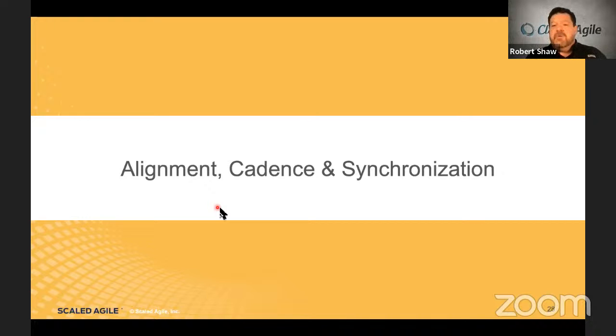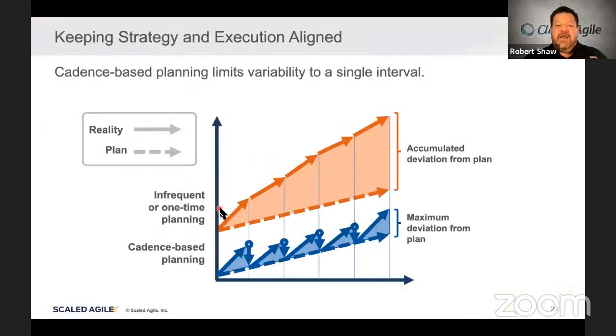SAFe is an empirical system. It does have inspect and adapt. It does have learning baked into it. And with most empirical systems, we see a need to start talking about alignment, cadence, and synchronization. Those are the things that help base when and how we adapt, and when and how we get feedback. And I love this graphic.